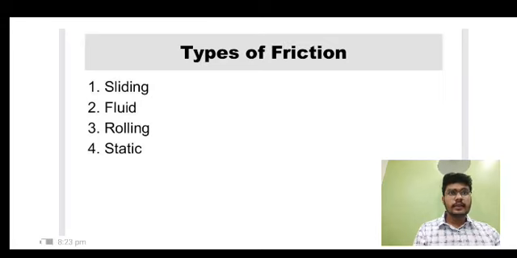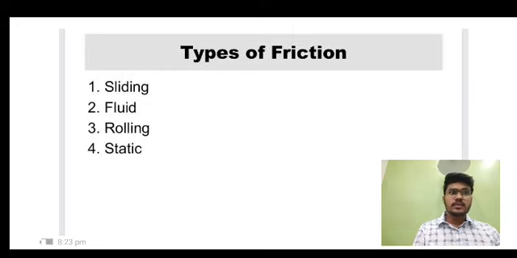In the previous session, we learned what friction is, what factors affect friction, and why friction is caused. Okay, now we will learn what the types of friction are. Before starting this topic, let me give a quick recap. What is friction? Friction is an opposing force. Why is it caused? Because of irregularities.